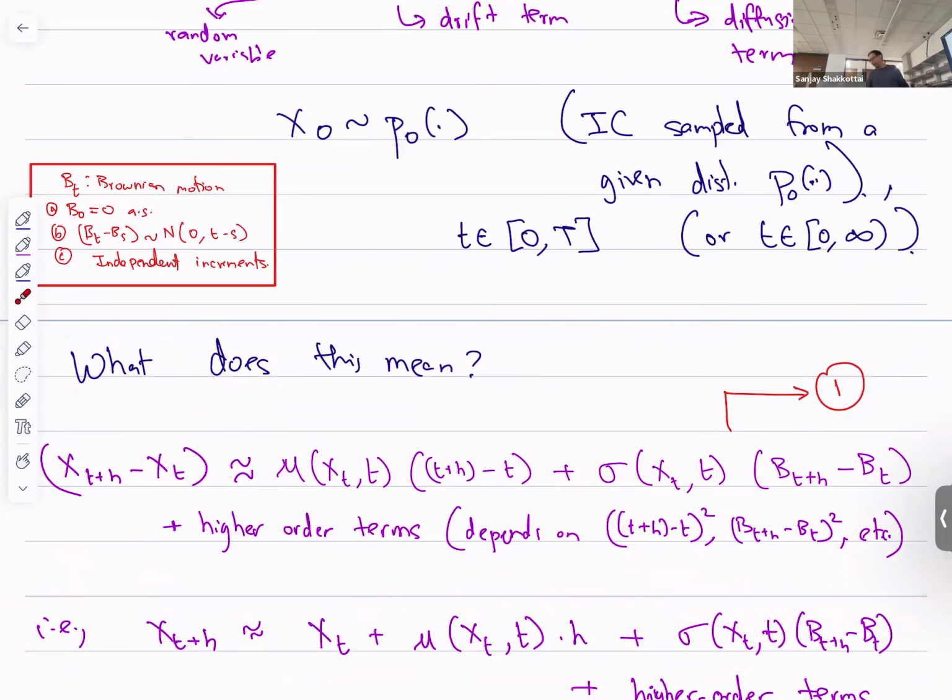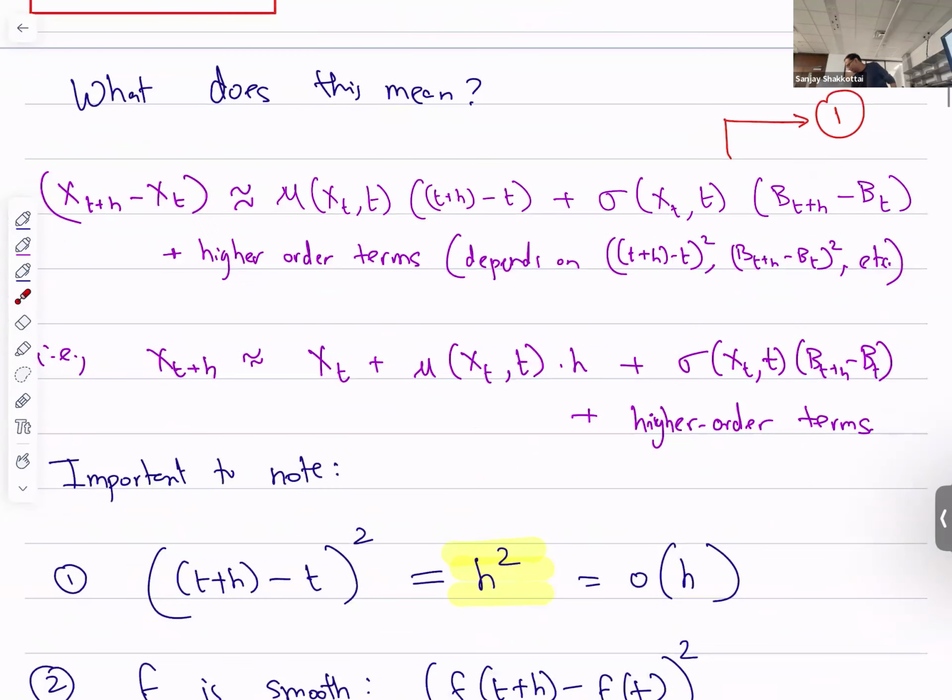So what does this mean when I look at small intervals of time? Let's do an expansion, X_{t+h} minus X_t. I'm using capital letters always if it's a random variable, and small letters for deterministic quantities. So along a sample path, along a trajectory, X_{t+h} minus X_t is roughly the drift times the time interval, t plus h minus t, plus the diffusion coefficient times the difference in the Brownian motion, B_{t+h} minus B_t, plus many other higher order terms that will depend on this thing squared, products of these things, and all this stuff.